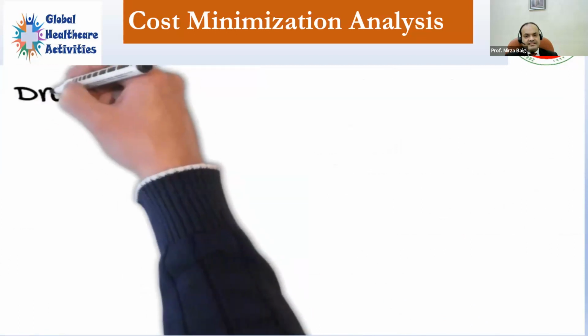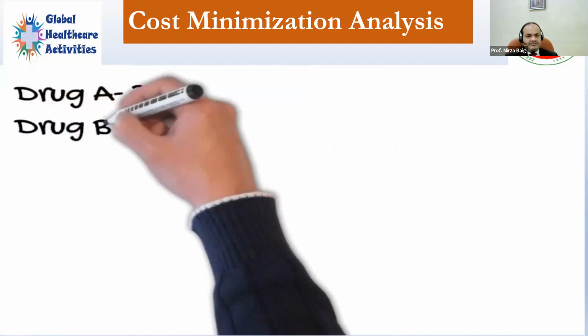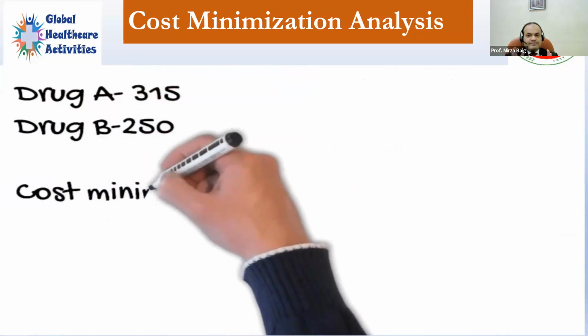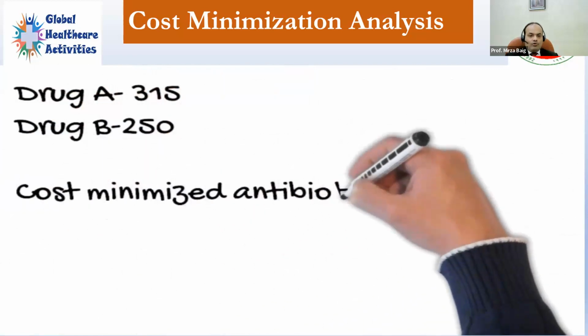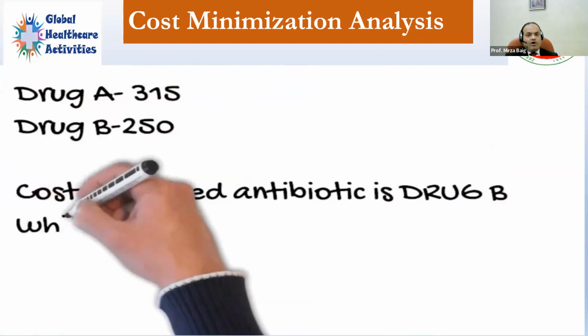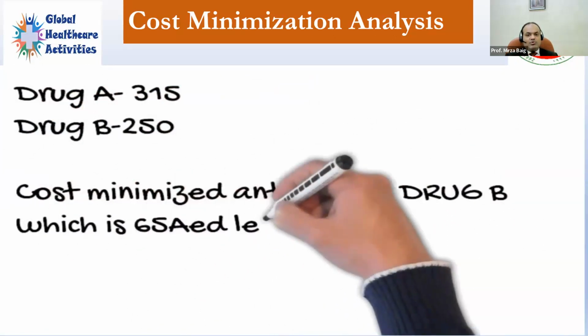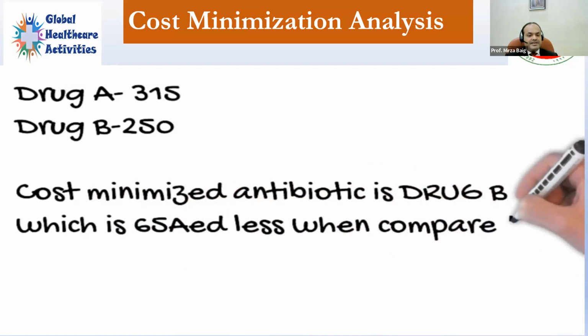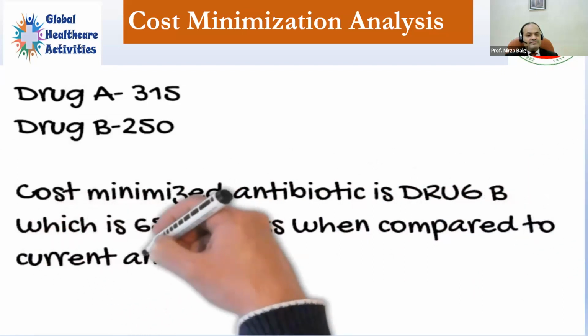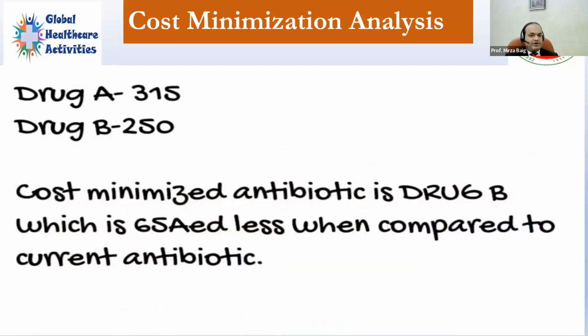So here we can see that when you calculate the two different drugs, there is a huge difference between the cost of the drug and the overall cost of the drug. After the analysis, we can say that the most cost-minimized drug is drug B, which is 65 dirham less when compared to the current antibiotic used. Likewise, we can do a wise comparison and take a wise decision, not just by seeing the cost of the medication, but the overall cost of the medication by seeing the duration and frequencies.